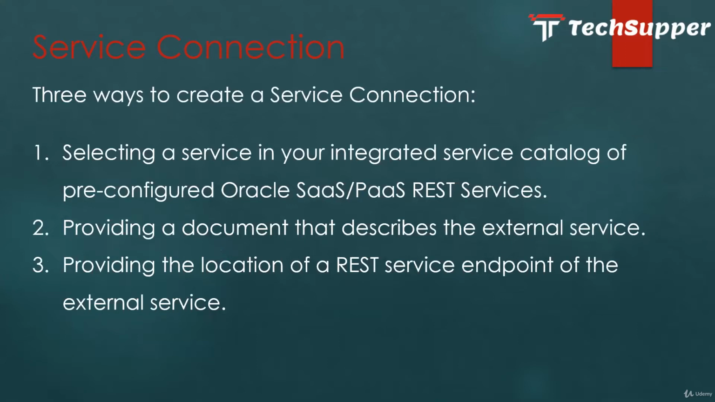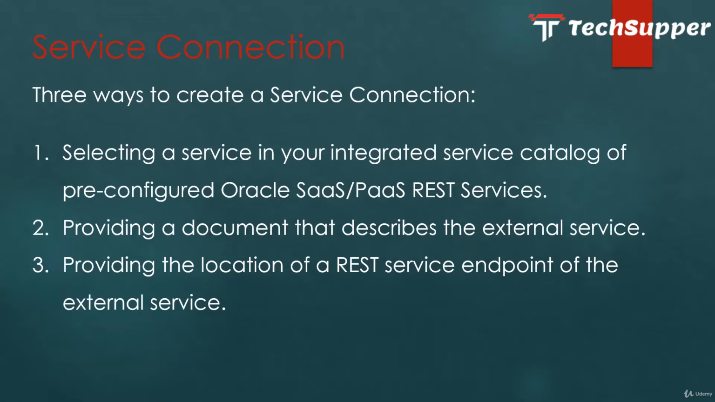So there are three ways to create a service connection. One is selecting a service in your integrated service catalog of pre-configured Oracle SaaS or PaaS REST services, which means in VBCS there is a pre-configured Oracle SaaS which you can use to call your SaaS APIs, as well as you can call the PaaS REST APIs which you have created.